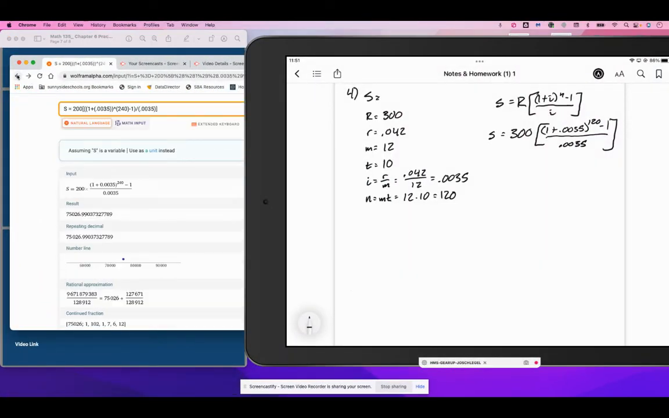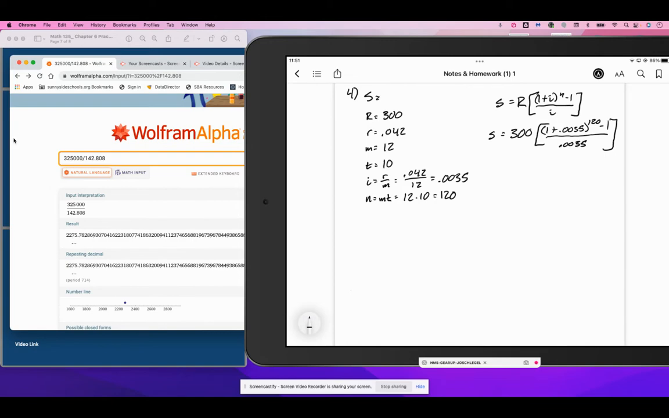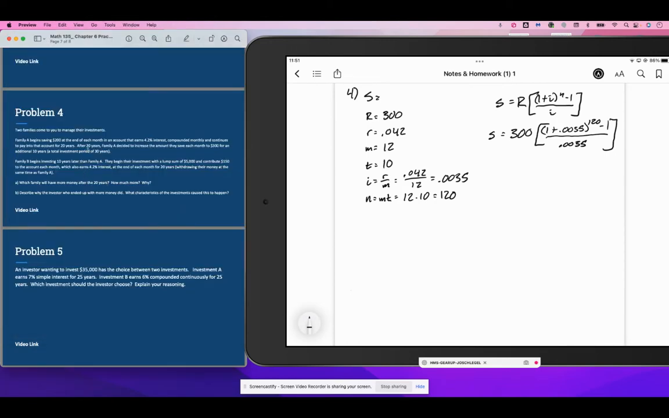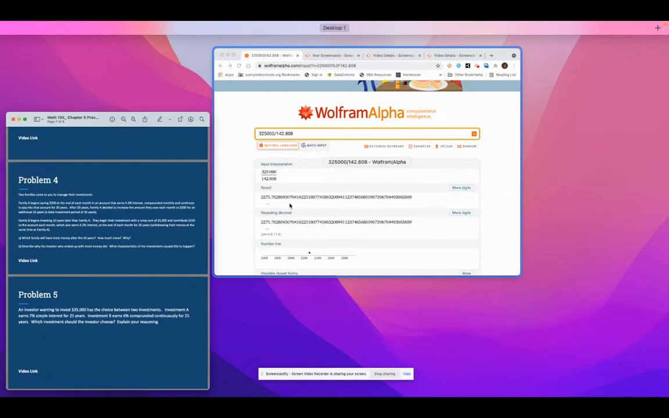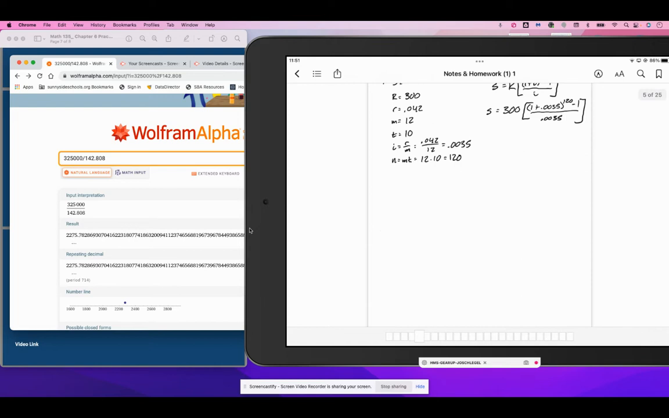So let's go. I'm just going to click back. Maybe I'll be able to get to my original deal. Let me just check my numbers here. Still 0.042. Was that 0.0035? Yeah. Okay. So I guess we'll start over. So $300, and that's 0.0035. n is going to be 120. i is 0.0035.